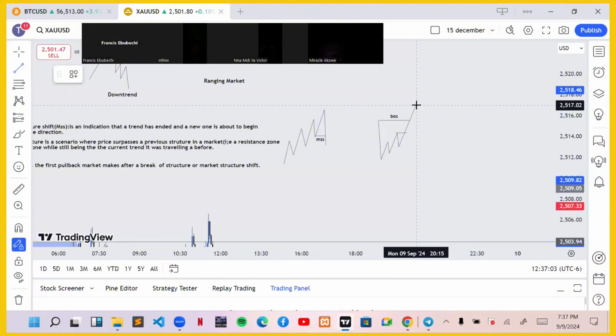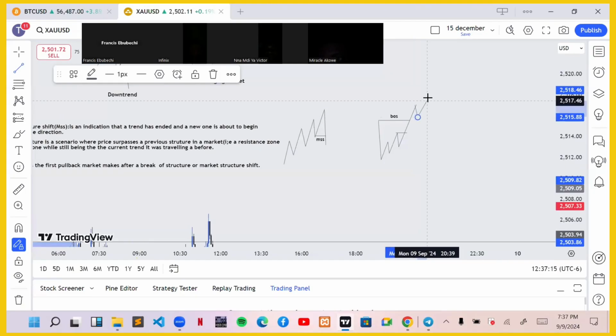Majority of the time, it breaks past the last high it made. Sometimes it does not break past. There's something like this. This is a break of structure. This is an inducement. That's the first pullback, and the market will still continue going up like this. Sometimes it does not happen. Sometimes there's a break of structure, like let's say this is a break of structure right here.